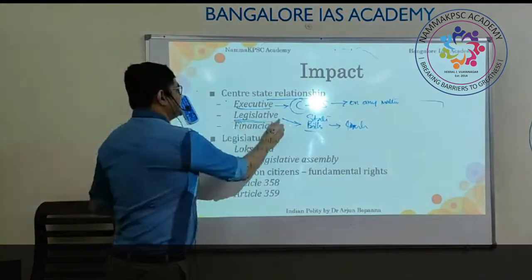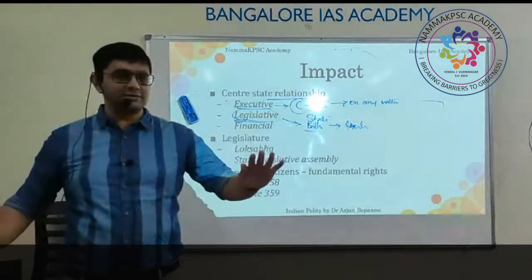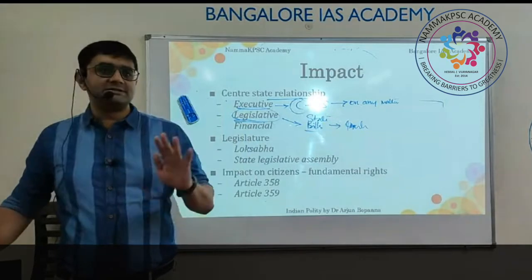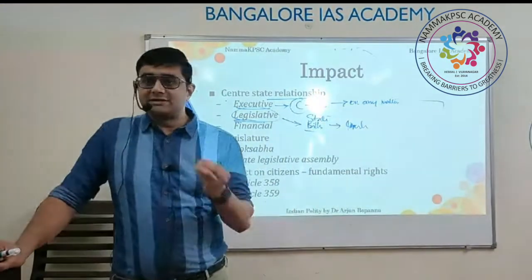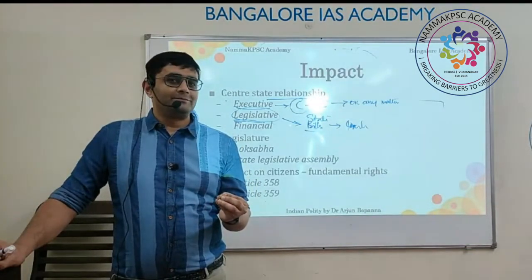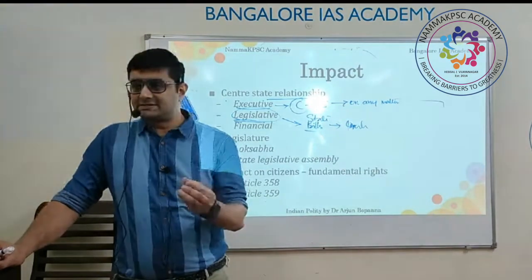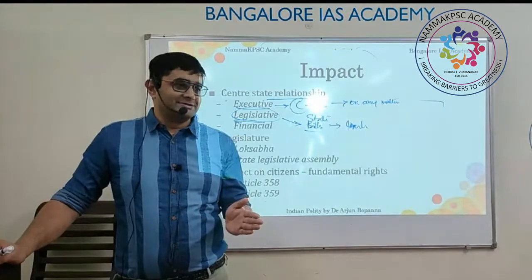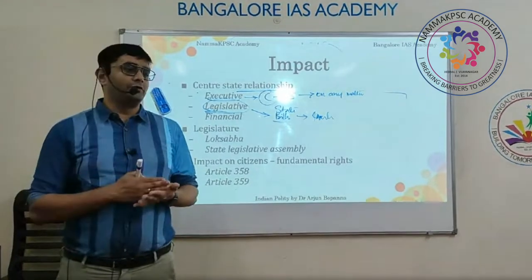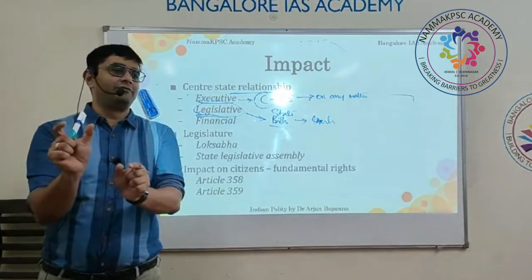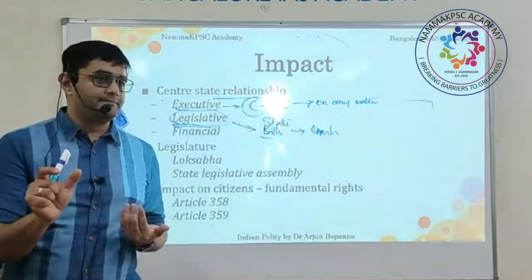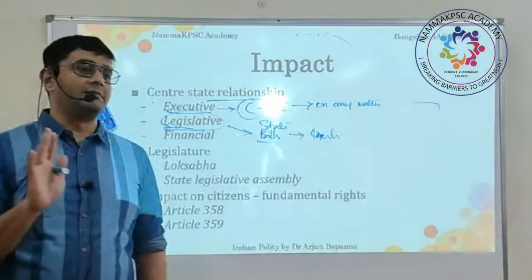So the legislative relationship also gets altered. Under normal circumstances, the center is allowed to make law only on central subject and concurrent subject. But during national emergency, it can make law even on state subject. And what is the validity of such law, I told you? It will remain in force for 6 months after the end of the national emergency, after the revocation, when the national emergency is withdrawn.